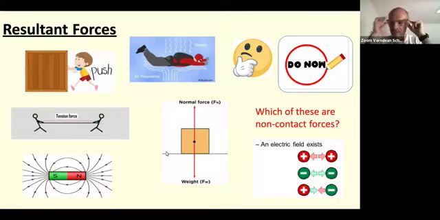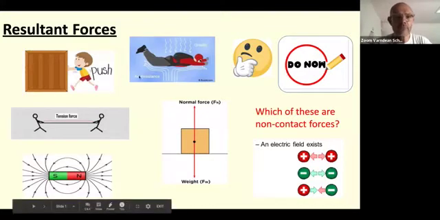So you've probably done a little bit on forces in year 7. We've talked about forces being a push and a pull, and forces being able to change the shape of an object or make it accelerate or decelerate or move. And hopefully you all know that forces are measured in newtons.